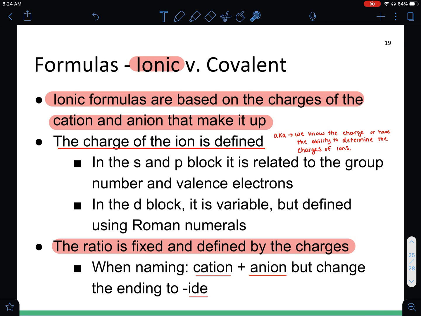Okay, so to wrap it up, what you need to know about ionic and covalent naming is just how and why they have different types of naming. So ionic formulas are based on the charges of the cation and anion, the ions that make up the ionic compounds. And because the charges of the ions are defined, either they are obvious to us, especially for group 1 and group 2 atoms, because +1 and +2, or we can easily figure them out with the transition metals, but they are known and defined charges, we use the ratio of those atoms to come up with a neutral compound. And the naming is cation, anion, change the ending to -ide. And only if needed, you'll write the charge of the cation in parentheses.